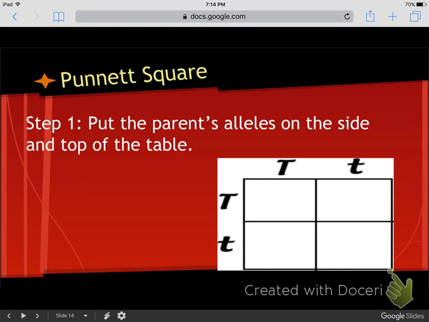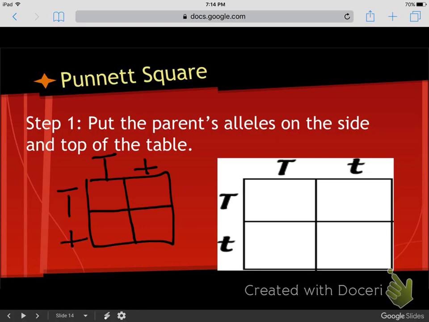How we do a Punnett square: the first step is to put the parents' alleles on the side and the top of the table. It doesn't matter which parent you put where, okay? You will start by having a square and putting a plus sign in it, so it makes 4 boxes. And you put the parents' alleles on the top and side. So let's say dad is big T, little t, and mom is big T, little t. That's step 1.